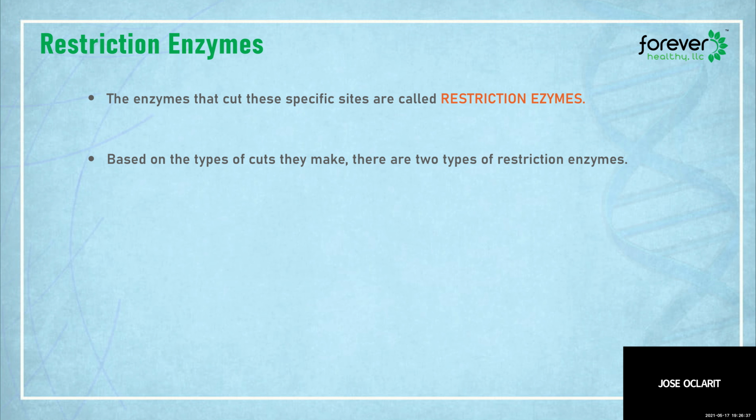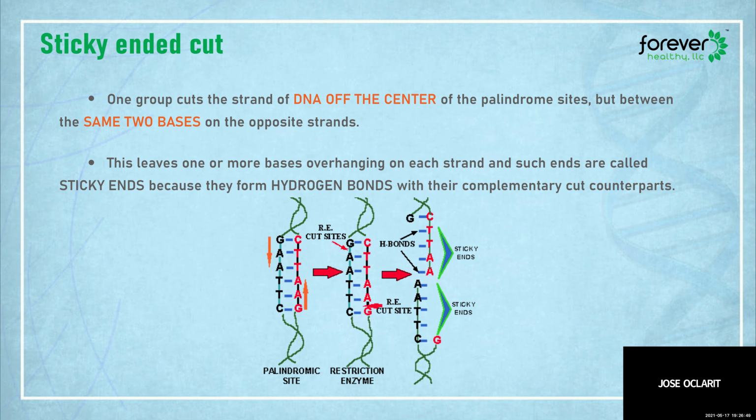Based on the types of cuts, they can make two types of cuts. These are what we call sticky cuts and blunt-ended cuts. Let's try to see the sticky cuts. In the sticky-ended cut, one group cuts the strand of DNA off the center of the palindrome site, but between the same two bases on the opposite strands. So there is an example, GAATTC. The restriction site is cut between G and A of one side and another G and A of the opposite side, making what we call sticky ends.